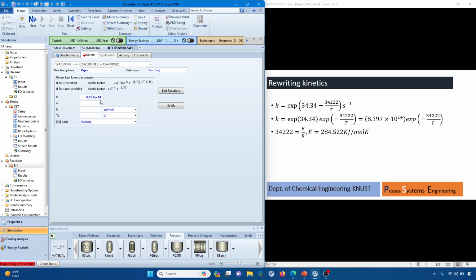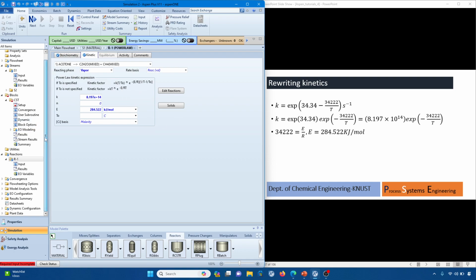It's not even necessary. And then our activation energy. The units are kilojoules per mole Kelvin. And once we are done with that, we have entirely specified and entered our reaction into Aspen Plus.